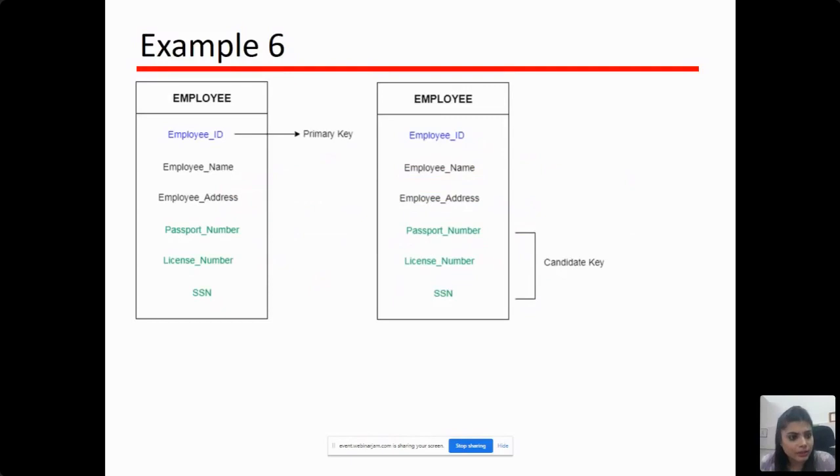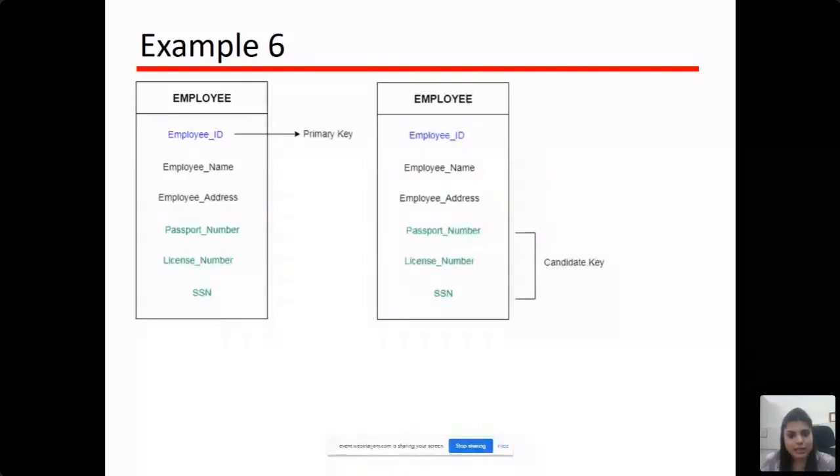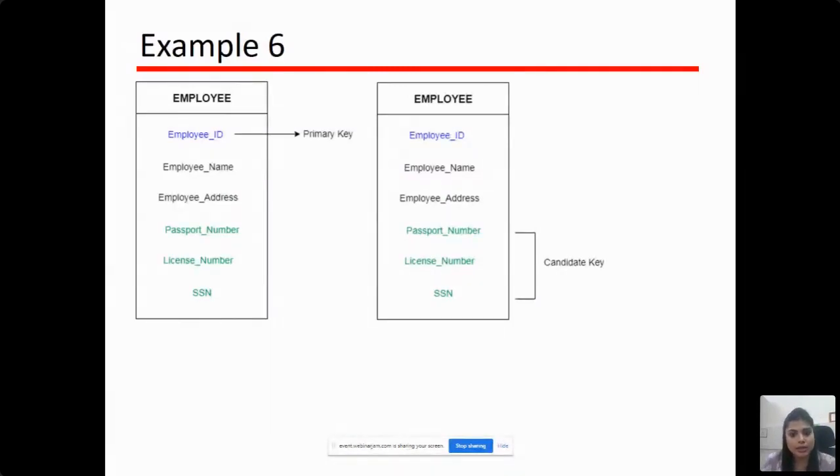One more example where we have employee and the various attributes of the employees, where we have employee ID, name, address, passport number, license number, and SSN number. Now, suppose I have identified the employee ID as the primary key, because we have many candidate keys. Like candidate keys, we can take employee ID.